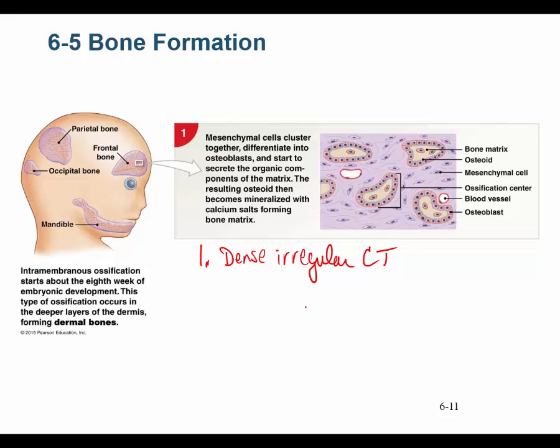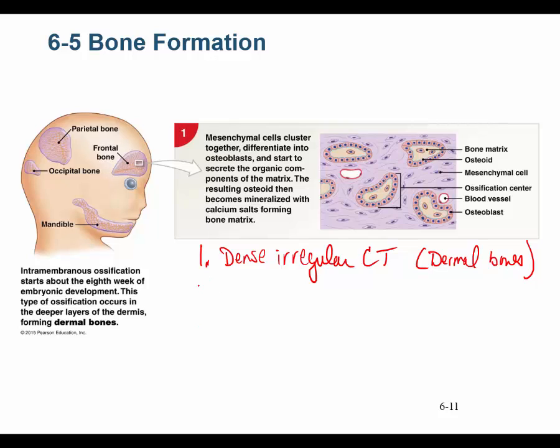It is a connective tissue like cartilage is a connective tissue, but it is more like the dermis of your skin. And hence, we call this dermal ossification, and we call the bones from dermal ossification dermal bones. Because it's almost like you're creating bone from the dermis of your skin. And in fact, that's how some people think about this. So you start with dense irregular connective tissue.